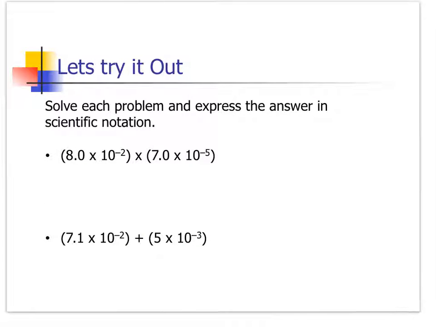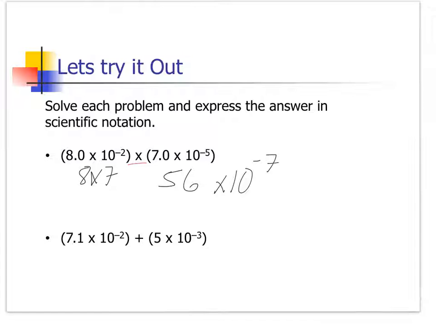Well, the first one, we have a problem. So let's ace the problem, so to speak. We're going to analyze and say, oh, I have a multiplication. That means I can just multiply 8 times 7. I think I can do that. 8 times 7, what is that again? Oh, that's 56. But a negative 2 plus a negative 5, well, that would be times 10 to the negative 7th.